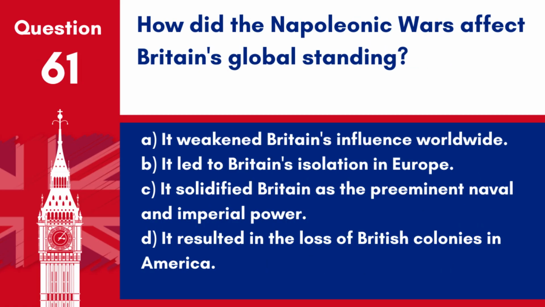Question 61. How did the Napoleonic Wars affect Britain's global standing? A. It weakened Britain's influence worldwide. B. It led to Britain's isolation in Europe. C. It solidified Britain as the preeminent naval and imperial power. D. It resulted in the loss of British colonies in America.